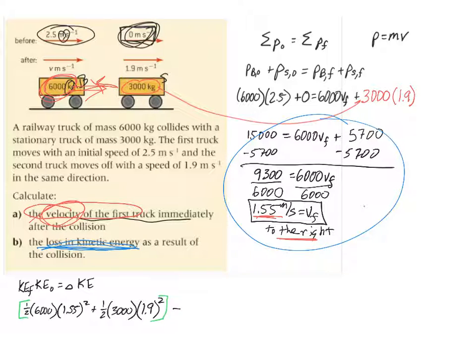We're going to subtract the kinetic energy initial. The kinetic energy initial is going to be 1/2 times 6,000 times its initial velocity, which was 2.5 squared. And the smaller car only had a velocity of 0, so that one we're going to leave the way it is. It's 0 kinetic energy. And so at this point, we should be able to plug that in. So go ahead, put it in your calculator, find out what you got. I'll see what I got.